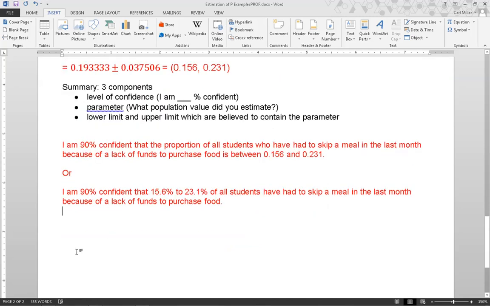So these are two examples of confidence intervals to estimate an unknown population proportion.